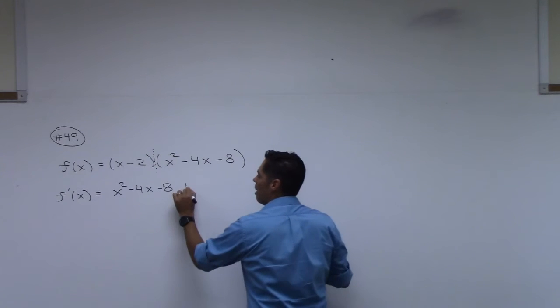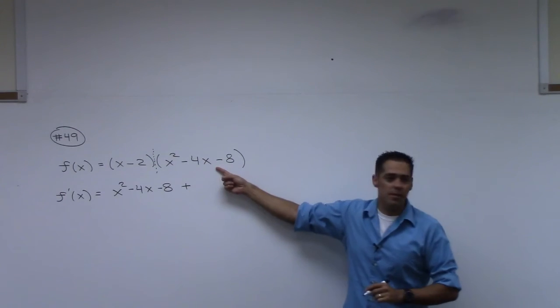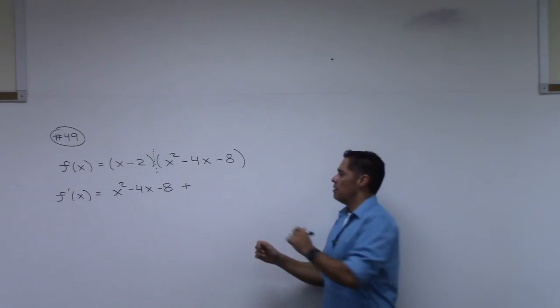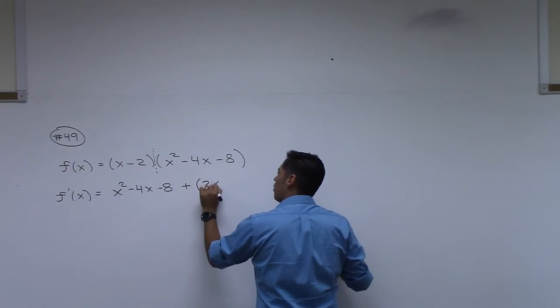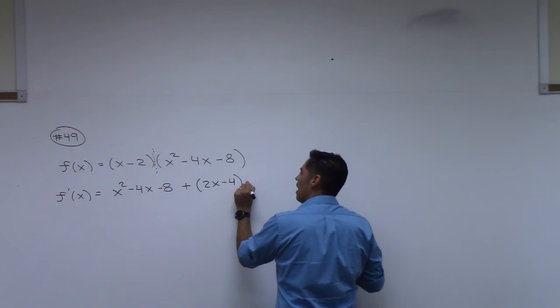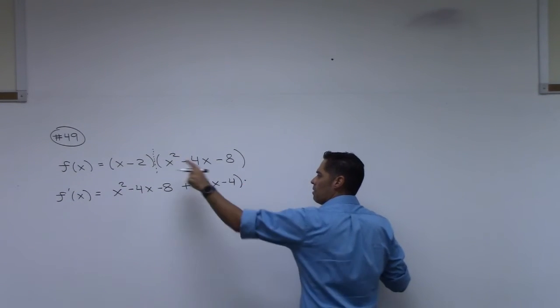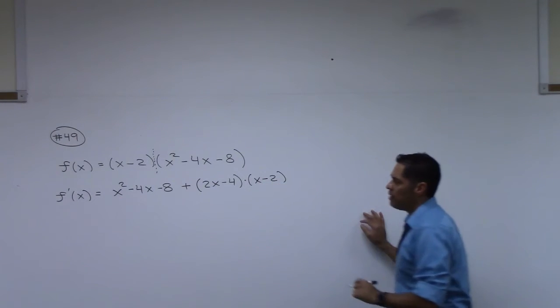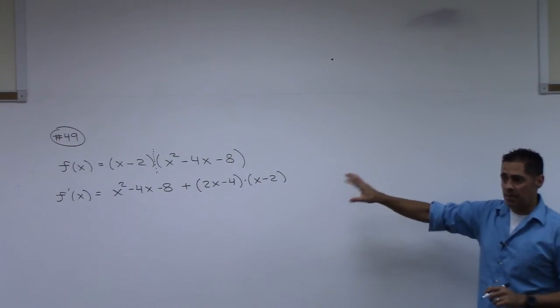And then I say plus, now the product rule says we take the derivative of this. What's the derivative of this piece? 2x minus 4, and we need to put that in parentheses because we're going to now multiply that times what? The first function, x minus 2. So that's our first derivative. It's not very nice to look at, but that's what it is.